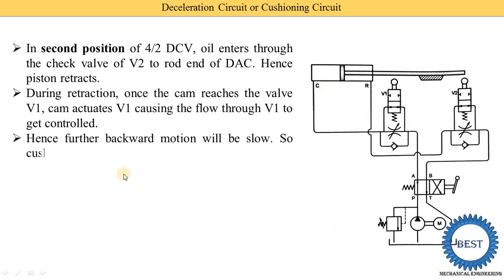Hence the further backward motion will be slow, so cushioning is achieved at the end of the retraction stroke and it is done smoothly. And from the flow control valve, oil is supplied to the A port, and you see in the second position the A port is connected with the T port, so oil enters the T port, and from the T port it goes to the reservoir.